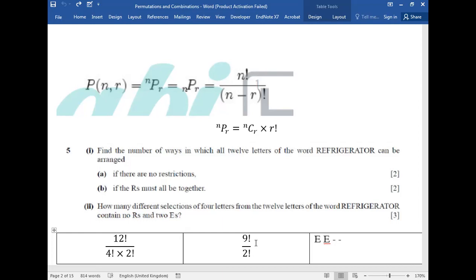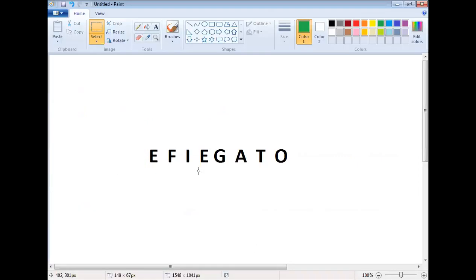How many different selections of 4 letters from the 12 letters of the word refrigerator contain no R's and, remember now we are selecting, 2 E's? The question says R's are no more an option. You have selected the two E's and you had to select 4 letters. That means A and B is not an option. I am left with 6 possible options. Don't think wrong, think about it. I am left with 6 possible options. Is that right? Are all 6 unique?